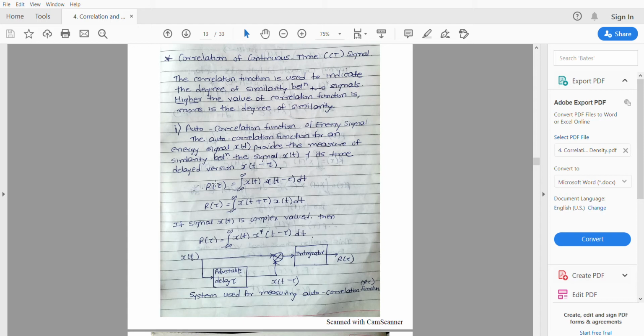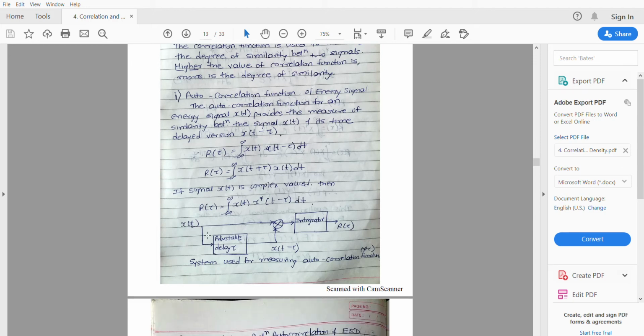Here in this formula, the autocorrelation is indicated by r of tau is equal to the integral from minus infinity to infinity. x of t is the signal, which is an energy signal, and x of t minus tau is the delayed signal of x of t. Tau is the delay. The integral is with respect to dt. Otherwise, we can say here t plus tau. This is the advanced signal and this is the delayed signal. If signal x of t is a complex valued signal, then the formula becomes this.